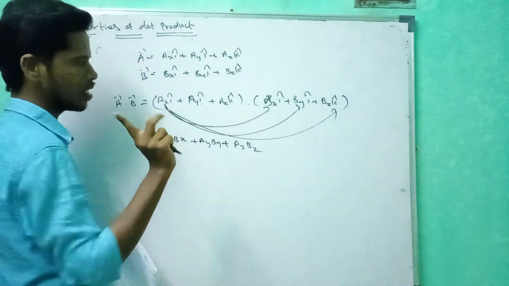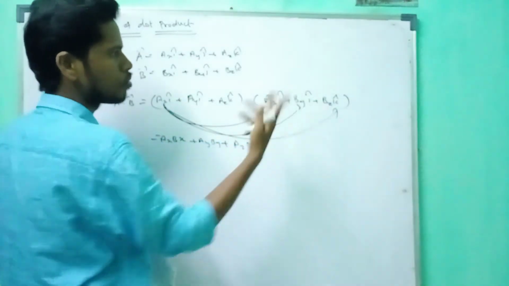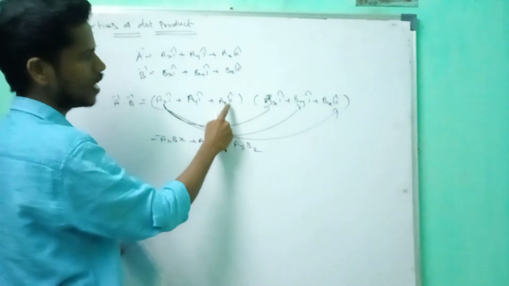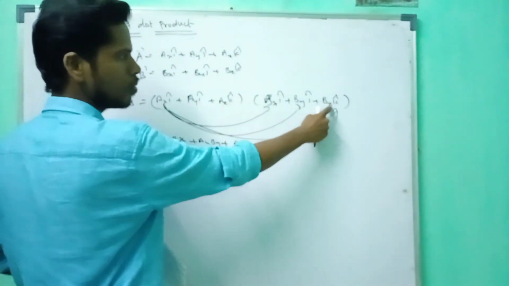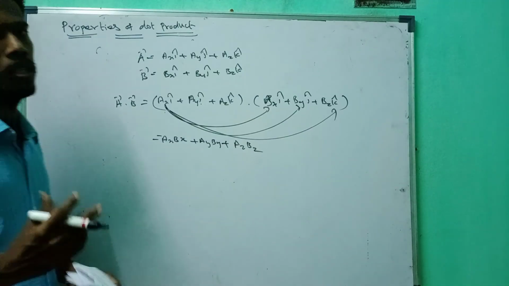So ax bx, first one. Second one, where is j cap here? Here only. So other terms will be 0. Where is k cap here? Here only. So only this term will come, the other terms will be 0. This is the dot product of the components of the two vectors.